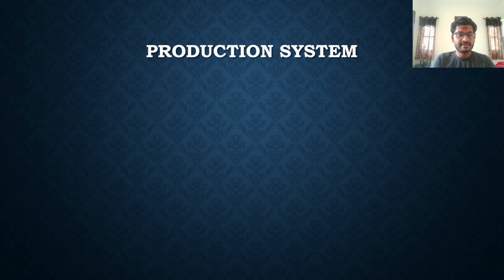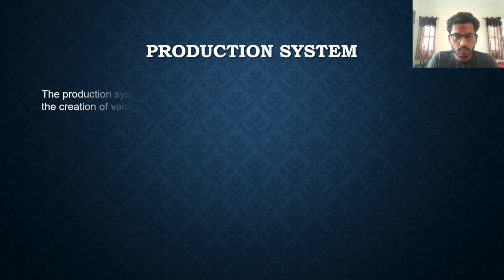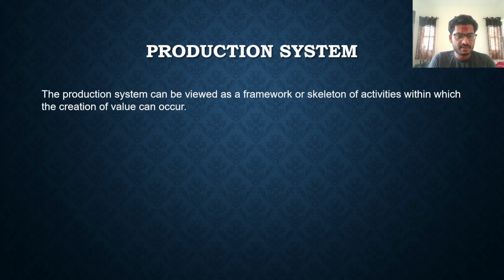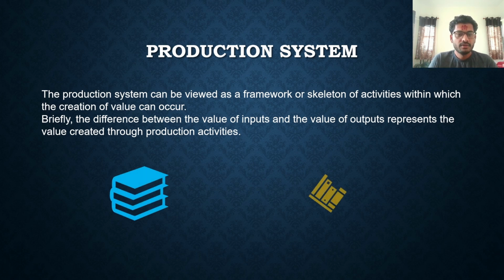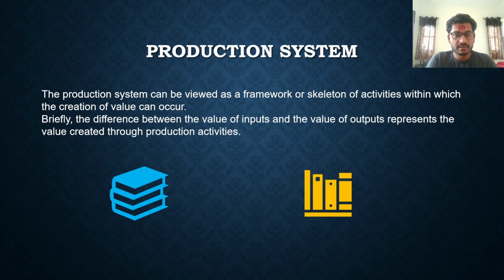Now let us understand the production system in detail. We looked into what production is and how it works. Now, what is the production system? A production system can be viewed as a framework or a skeleton of activities within which the creation of value can occur. Briefly, the difference between the value of inputs and the value of outputs represents the value created through production activities. So you have a framework ready, a process ready, in which you're going to produce something. That is what the production system is.